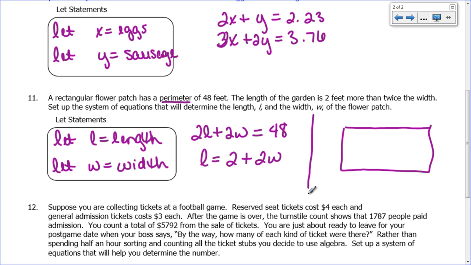How I would set this up if I were really going to solve it is that I know that the length is 2 + 2W because I got that from the words. And if that's the length, then these are the width. And I would just add them up and solve. And we will talk about that when we talk about solving. But this is the system that you would have to use.